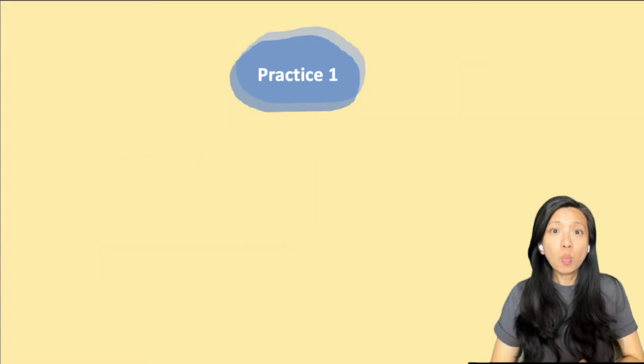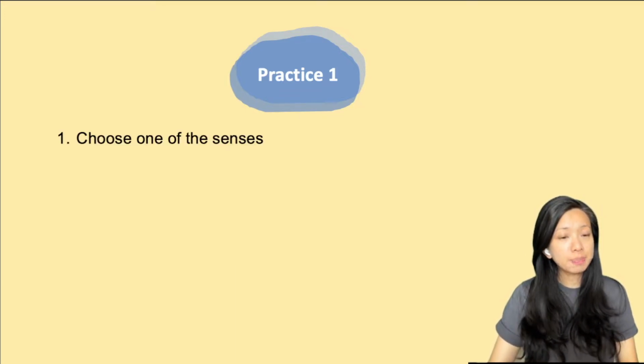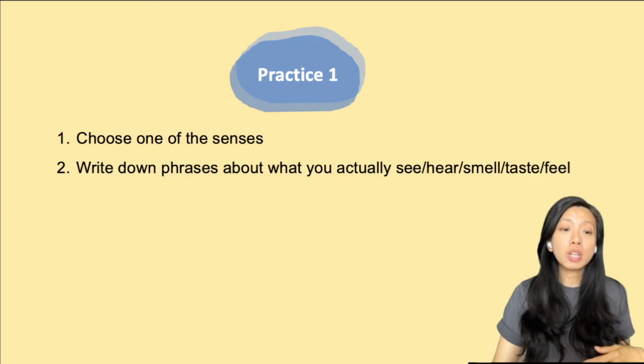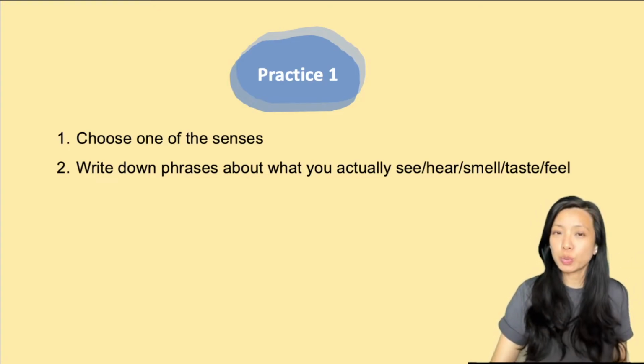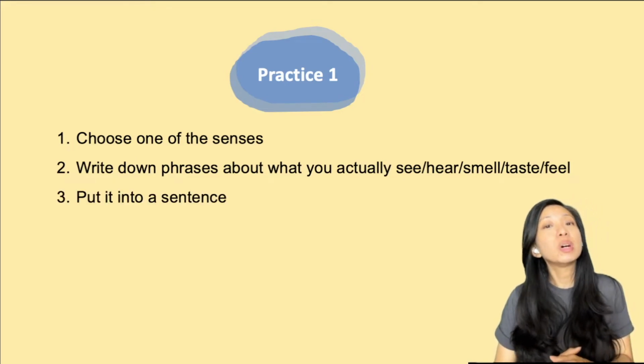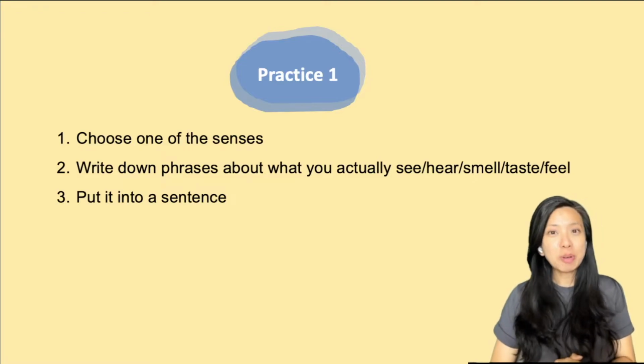So let's try one practice. What I'd like you to do is choose one of the senses and write down phrases about what you actually see, hear, smell, taste, or feel, depending on which one you have chosen, and then put it into a sentence. Pause the video here, write down your sentence, and share it with me in the comment box below as well.